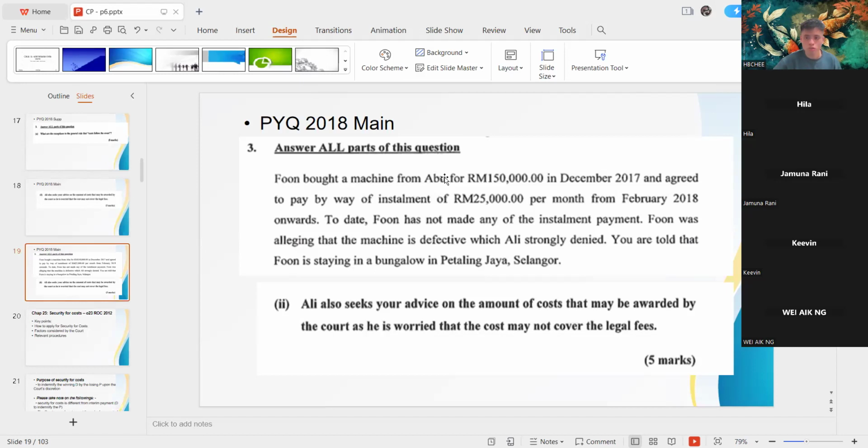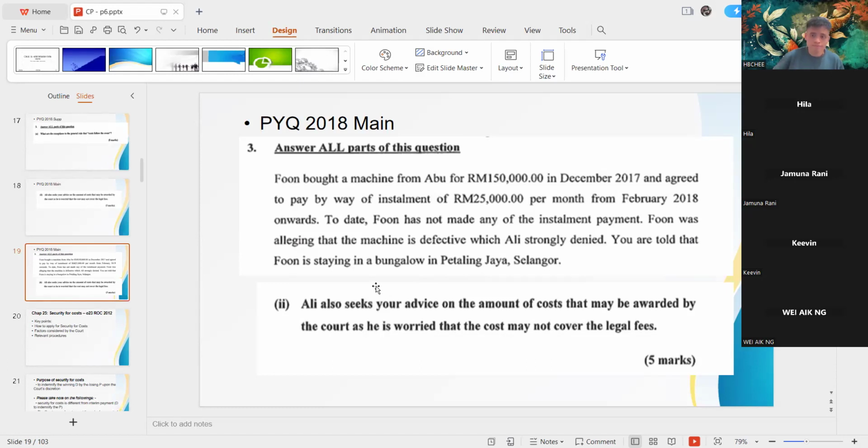Sorry, okay, so when I look back at the few questions, I guess this is a typo, because it says that Phone bought the machine from Abu, but to date, it's Ali. So I can only assume that this is a typo. Instead of Abu, it should be Ali, because whatever we have to cover and advise on is based on Ali. So this one is actually on Ali.